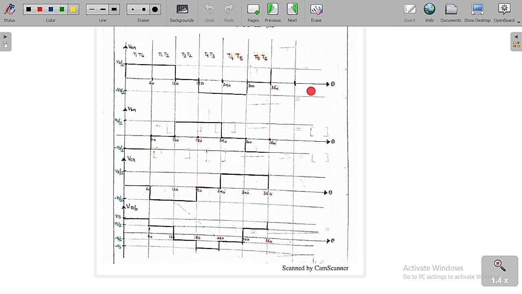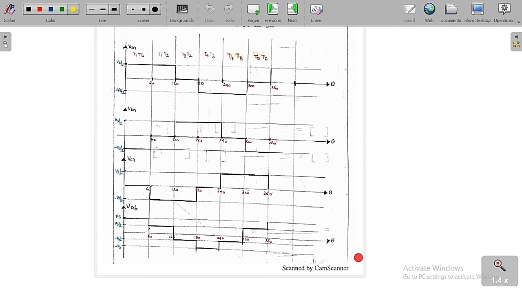You can see clearly here the phase voltages are now the stepped, quasi-square waveform, whereas the line voltage is the stepped square waveform. This is opposite to the 180 degree mode of operation. So you can see clearly here now the phase voltages are the stepped waveform, whereas the line voltage is a stepped square waveform.